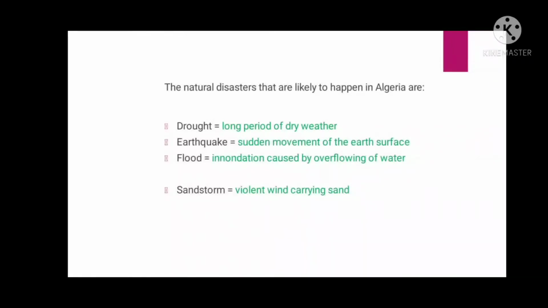You may ask the question why, because we may say that drought can affect our country because it has a desert climate, especially in the south. When we say earthquakes, because the north of Algeria is situated in a seismic zone for sure. When we say sandstorm, it can affect our country because of the desert climate, and when we say floods, because of sudden and heavy rainfalls in autumn, and this is what we are facing in Algeria.